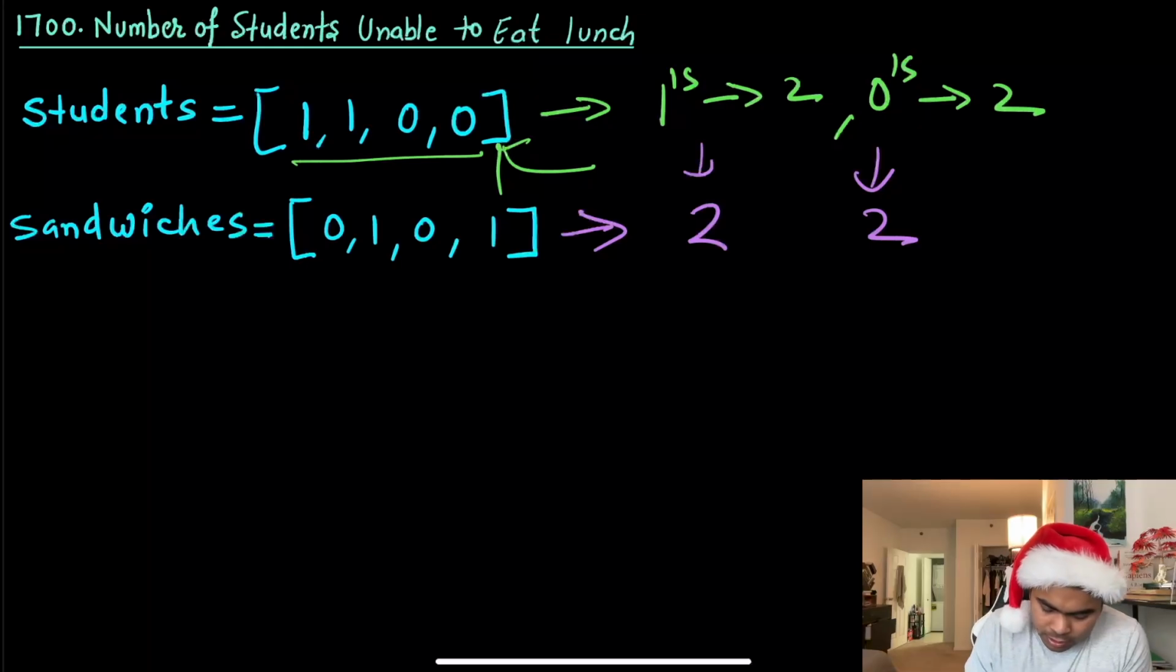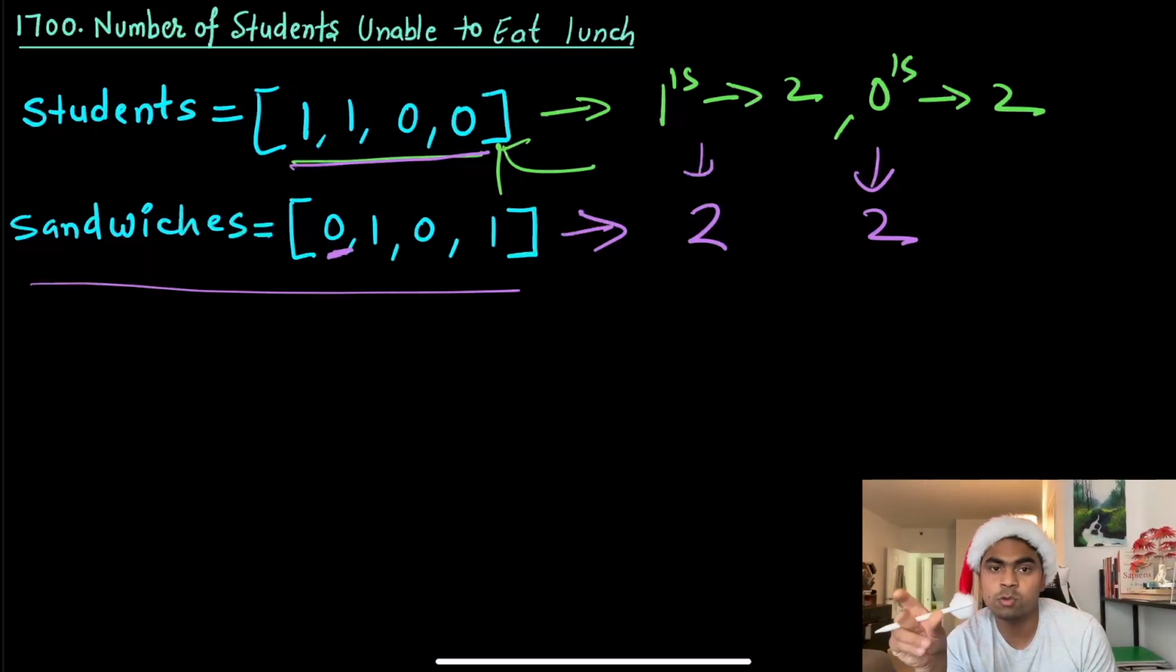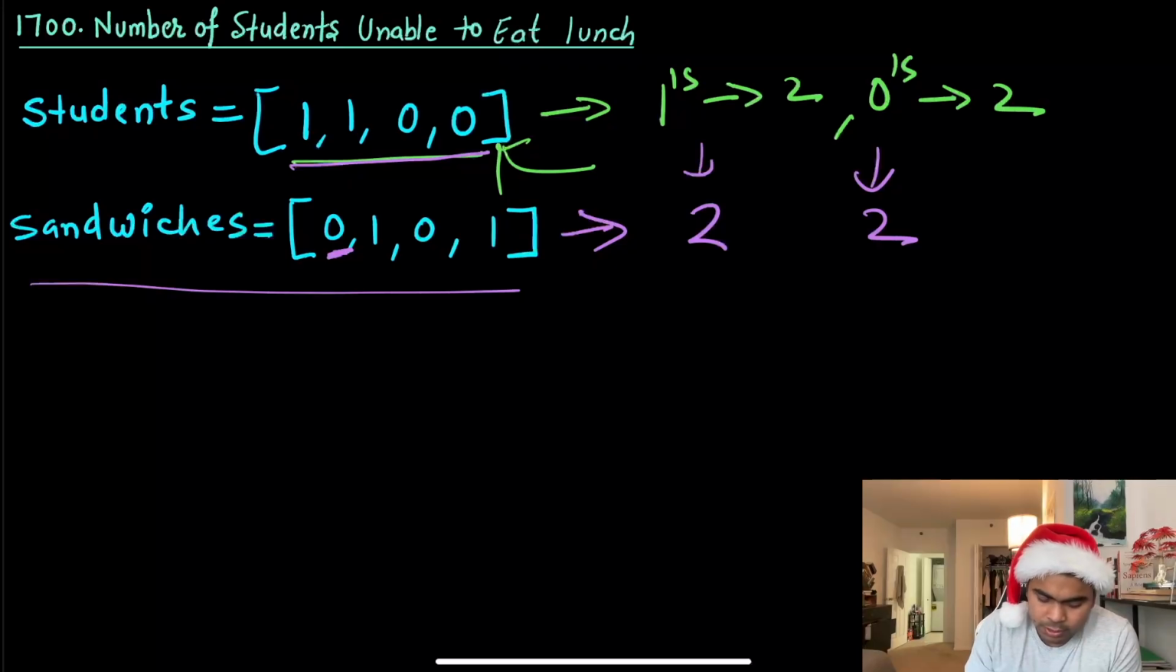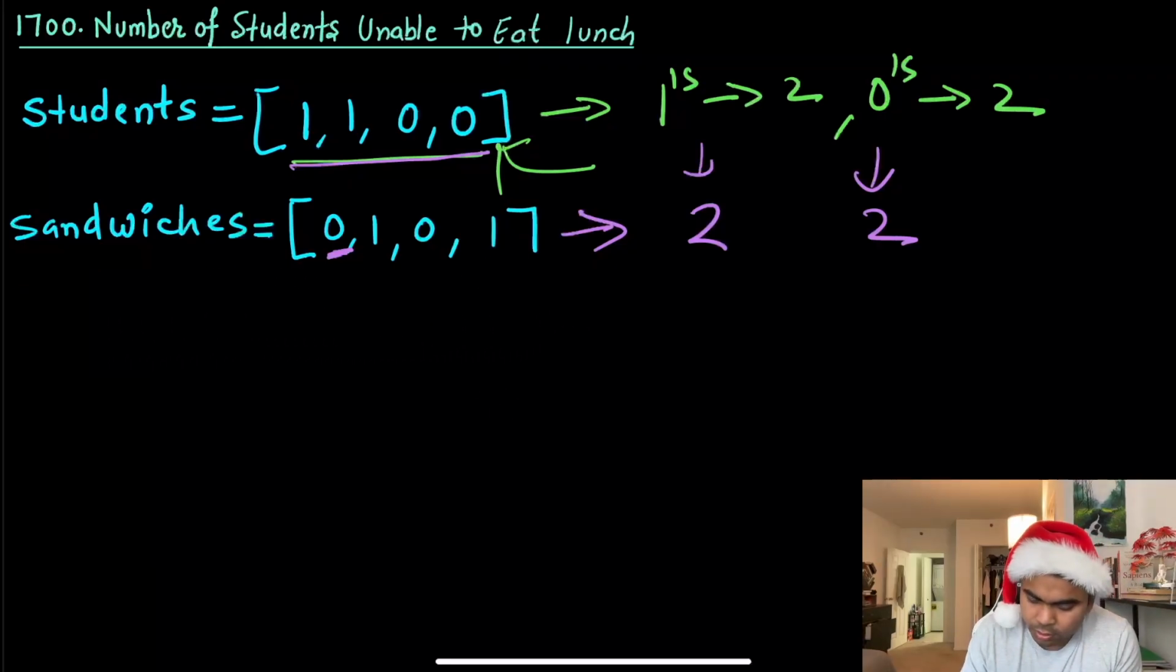We can just count the number of zeros and ones inside my students, and then we run a for loop on sandwiches, and if there are students in need of that kind of sandwich, then we will reduce the count for that type of sandwich. I hope you're getting it. Otherwise, we'll move forward to the next type of sandwich, and in the end what we can return is the total number of students for either zeros or ones.